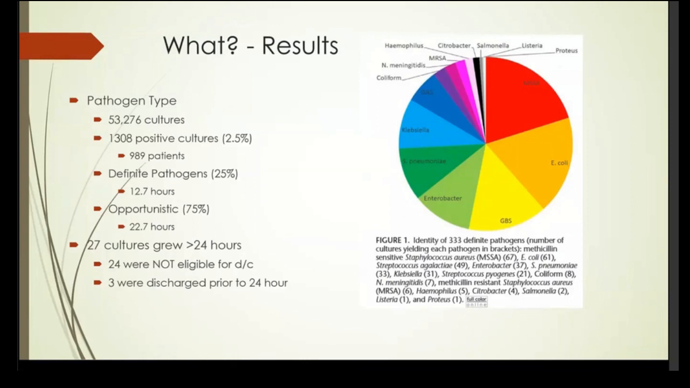The paper also wanted to make clear and point out that 27 cultures grew after those 24 hours. Of those 27 cultures, 24 of them were not eligible for discharge. And so the outcome for them would not have changed. The other 3, 2 of them had been discharged on antibiotics already and did not meet hospital admission criteria. So it would not have changed their management. And one was already on antibiotics when cultures were obtained. So it's a little unclear how that might have progressed, but might have pointed to why the culture grew so late.